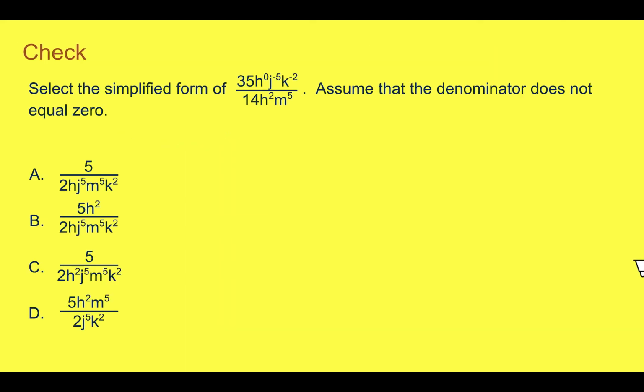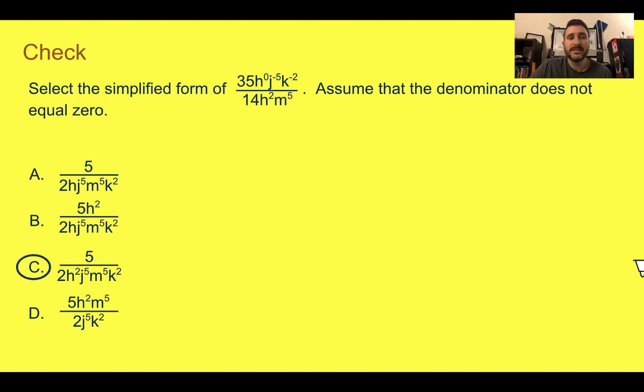Check your understanding. Simplify the expression given and select the best answer from below. Pause the video now and complete the check. Check your answer. You should have picked C. So first, if we reduce this fraction, I can divide both of them by 7 and I'd get 5 and 2, which is where our numbers come from.